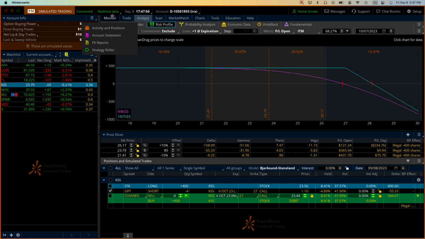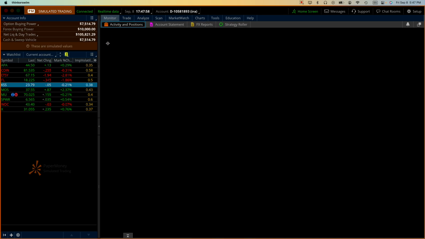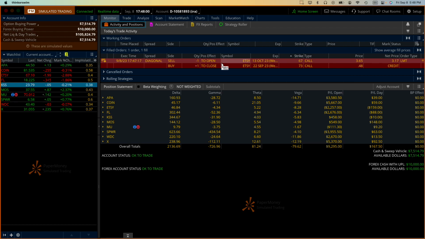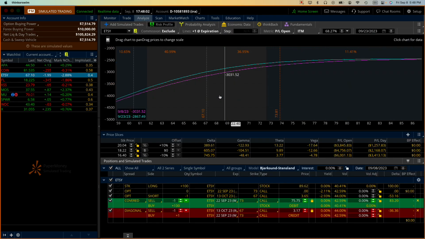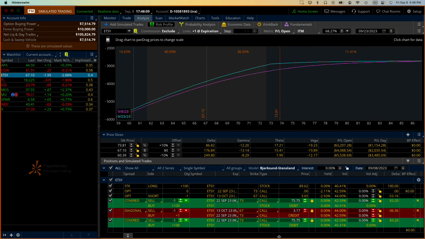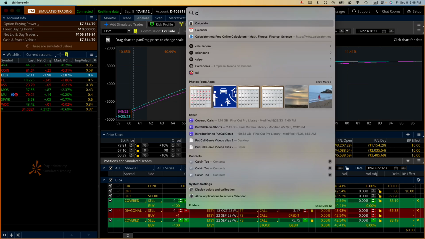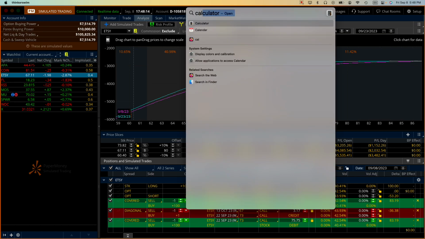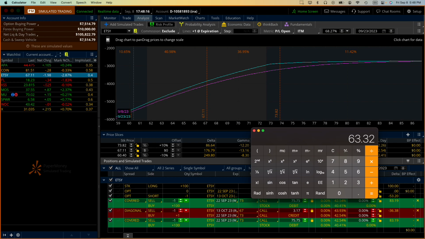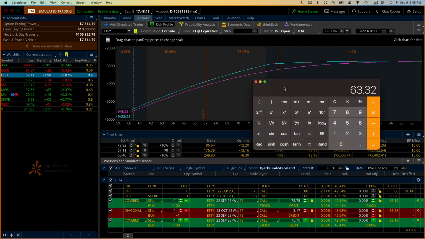Okay, let's go to the option that we just got filled and say analyze trade, and that takes my current credit and so on. So I'm gonna say analyze trade, take my calculator again, and what we have, 75.75 minus, because it's a credit, $3.17. That reduces my cost basis to $72.58.